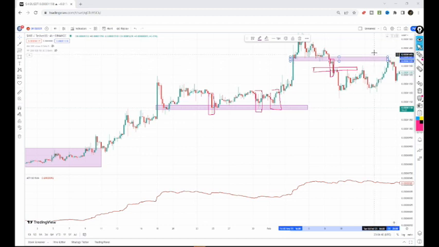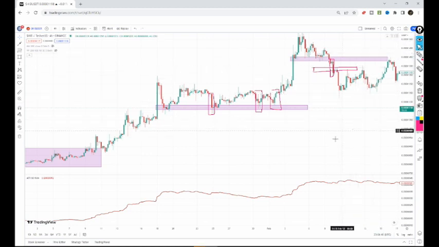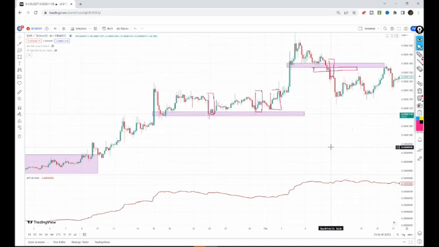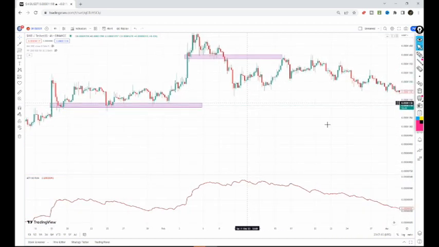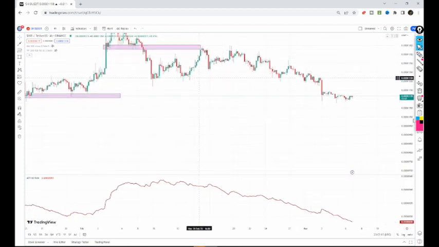So what you need to do is set your stop loss somewhere around this area. If you want to be conservative enough, set it along here. Then wait patiently to see what the market gives you. So the market collapses. We are still in that zone. So this is how to trade it.